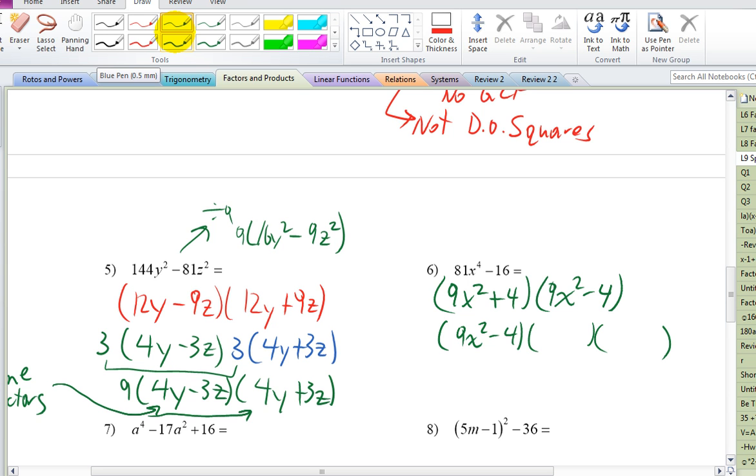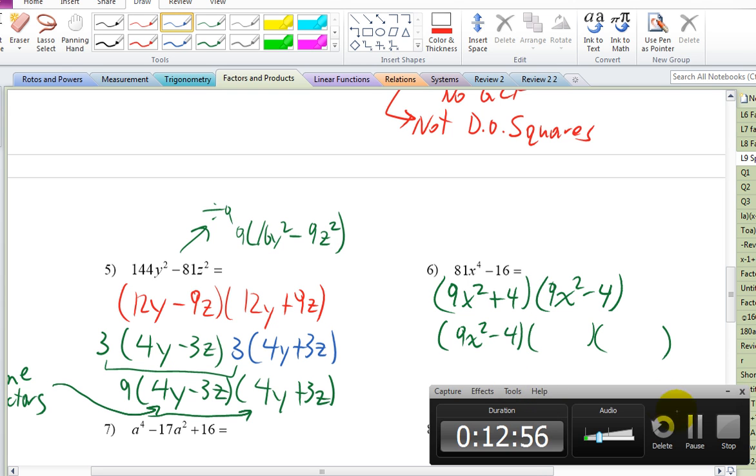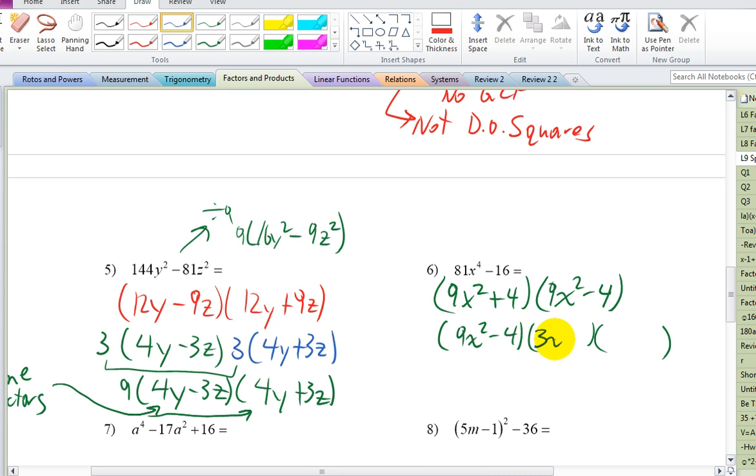Okay, so split that second one up. It's another difference of squares. So you should get 3x plus 2, 3x minus 2. How many factors do you have? So, yeah, 3 factors. Okay, 3 factors. Sorry, my plus sign disappeared there.